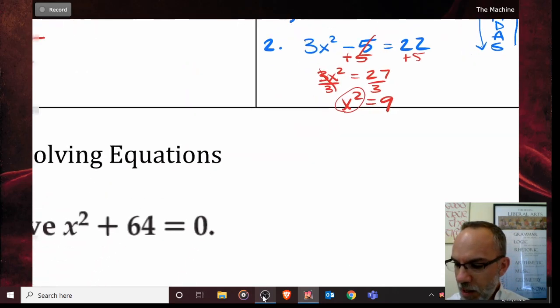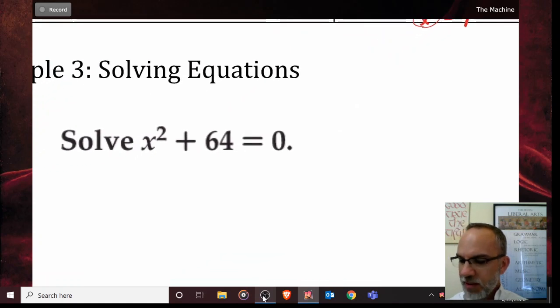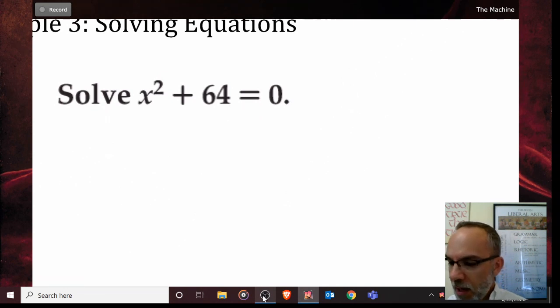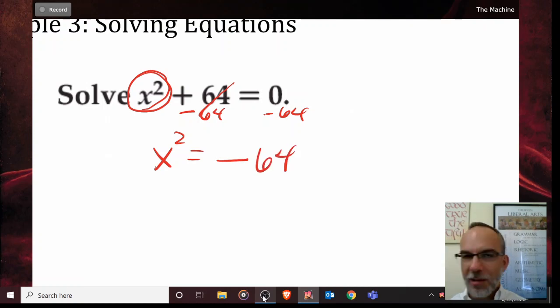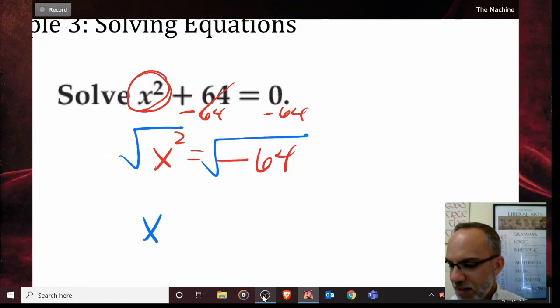Okay, so now how does that work with something like this? Solve x squared plus 64 is equal to 0. Okay, I need to isolate the x squared. How do I do that? I would subtract 64 from both sides, minus 64. This cancels. x squared is equal to negative 64. Now do you see where it's going to require the use of imaginary numbers, right? Now that I've got my squared thing isolated, I can square root the entire left-hand side and I square root the entire right-hand side.